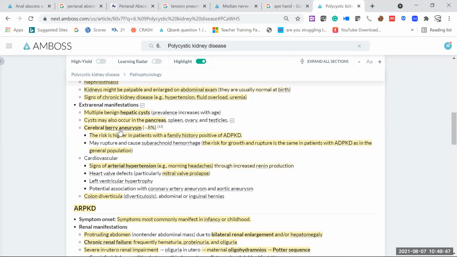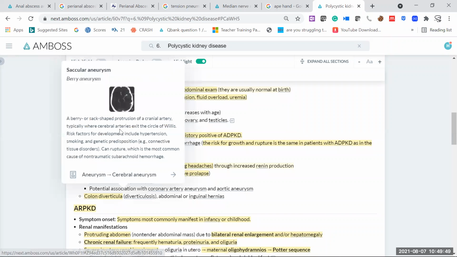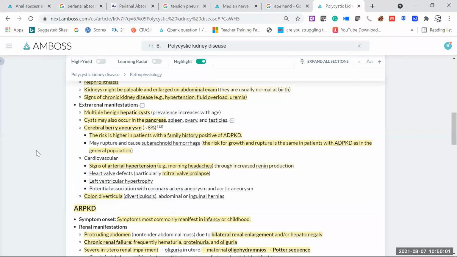Sometimes the patient may present with cerebral berry aneurysm. Berry aneurysm is a protrusion of a cranial artery. Whenever we say aneurysm, it always means a bulge in the artery. Why are we saying it's berry? Because of its morphology. If the cranial artery is bulged, we can say it's a berry aneurysm. So sometimes those who have polycystic kidney disease also have berry aneurysm. So you must do the brain scanning also, just to be sure that a patient with polycystic kidney disease does not have this one.